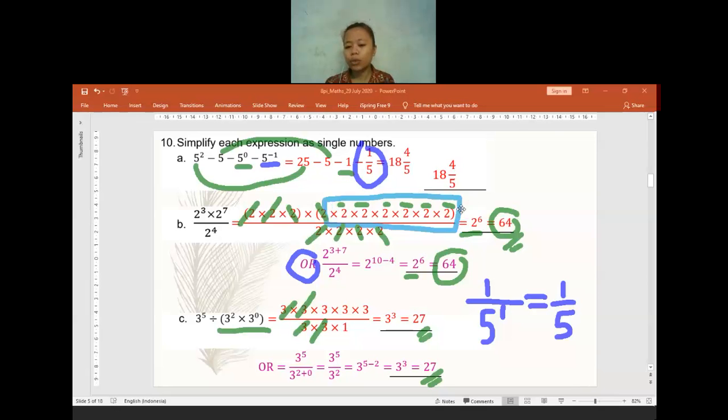The answer will be the same, but if you use the rule, it will take less time. It will be up to you which one is easier. You can pick. But if you want to expand, please cancel all of them. Cancel anything that you can cancel. Do not leave it like that, because later you will be counting very big numbers. It will consume so much of your time.